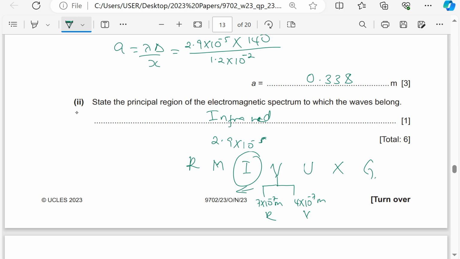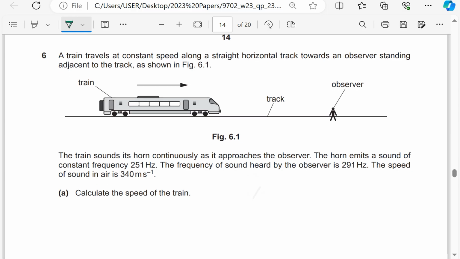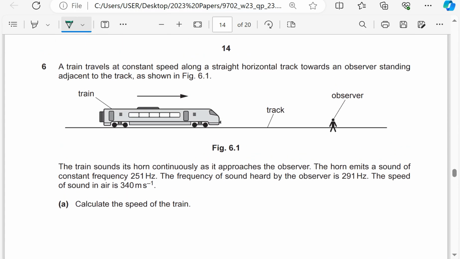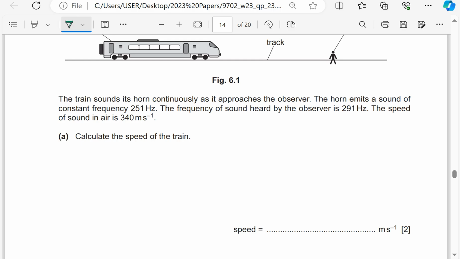So that is infrared, just before red. Okay, next is still waves. A train travels at constant speed along a straight horizontal track towards an observer standing adjacent to the track. So it is towards an observer. The train sounds its horn continuously as it approaches the observer. The horn emits a sound of constant frequency 251 Hz.